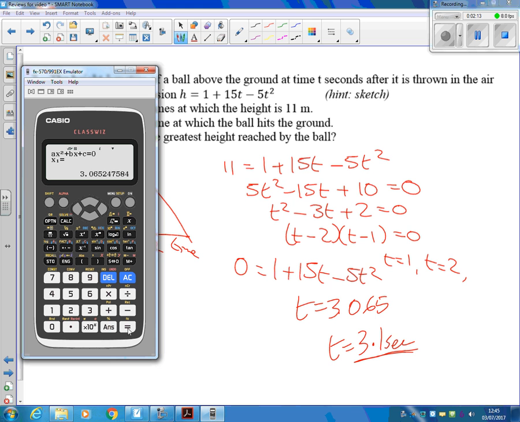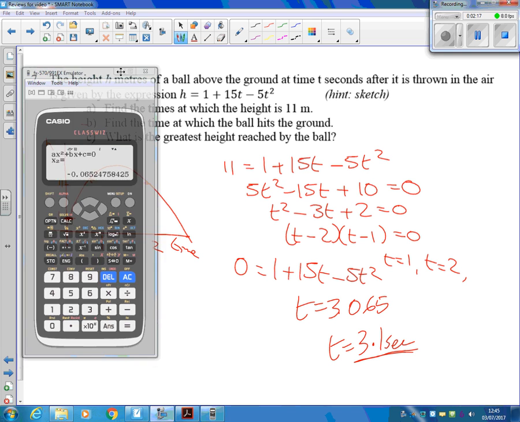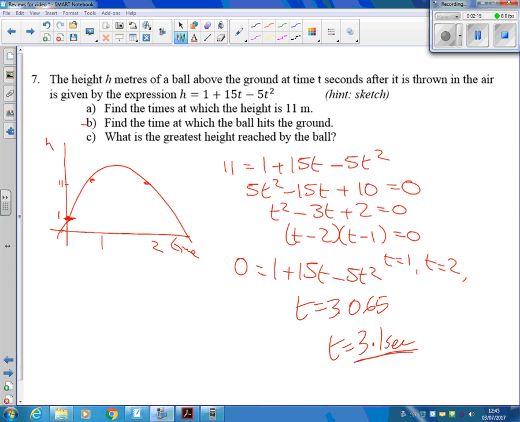And the second answer here is a minus, and we're not going to have backwards in time, but look, the minus bit would be at the back there. And so there's our time, 3.1 seconds.